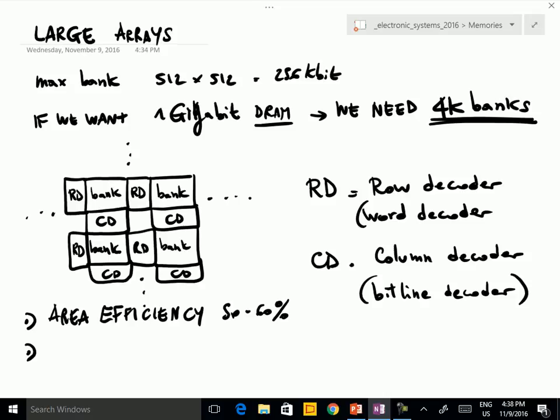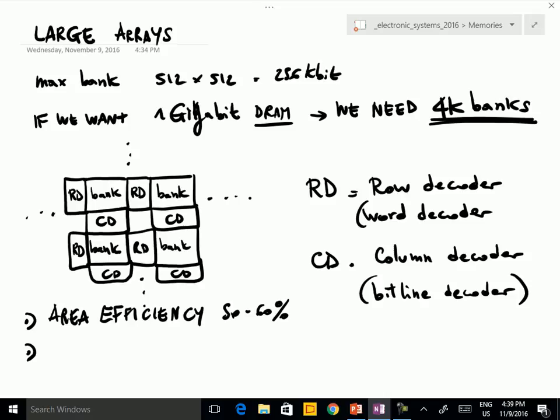So, with respect to the 6F squared that we computed before, if we want to calculate the total area occupied by the memory, we take that number and more or less multiply by 2, because the periphery circuits will occupy an area which is more or less as large as the actual memory array.